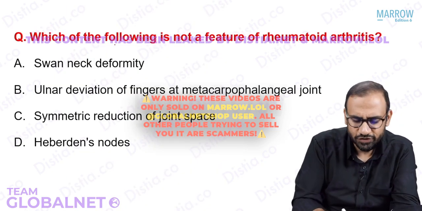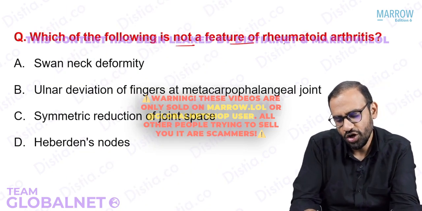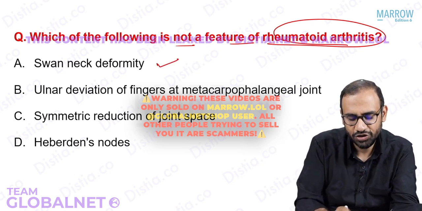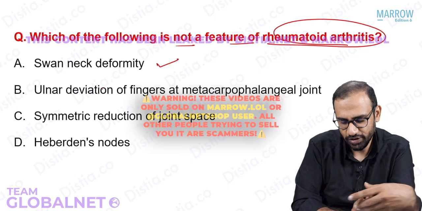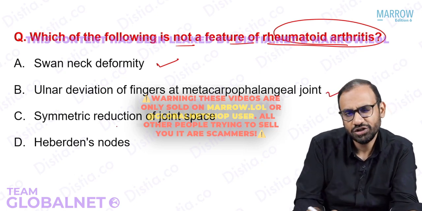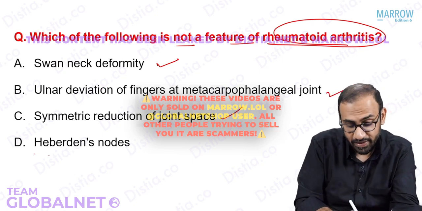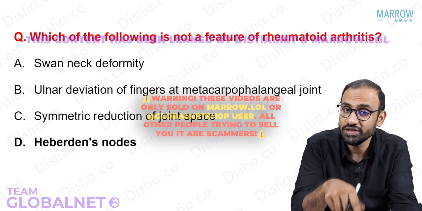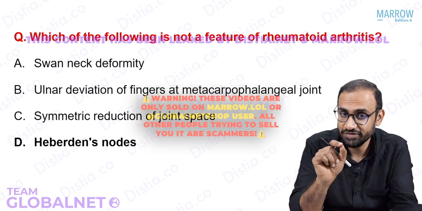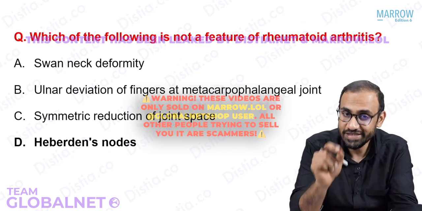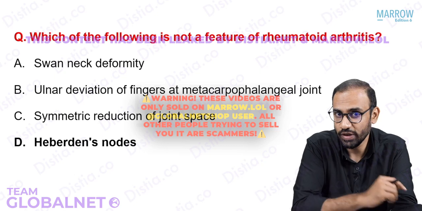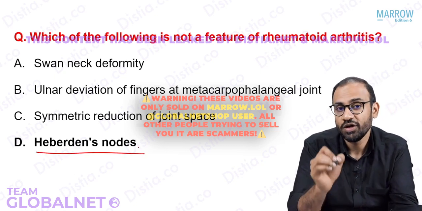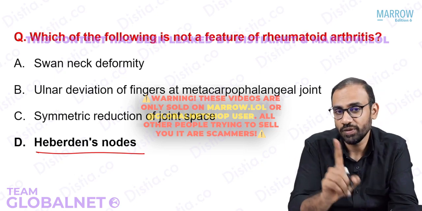Next question. Which of the following is not a feature of rheumatoid arthritis? Swan neck deformity? Yes. Ulnar deviation of fingers at MCP joint? Yes. Symmetric reduction of joint space? Yes. Heberden's nodes? No. Heberden's nodes are seen in osteoarthritis. What is it? It's basically a degenerative deformity of the distal interphalangeal joint, leading to swelling of the DIP. So Heberden's and Bouchard's nodes are seen in osteoarthritis, not rheumatoid arthritis.